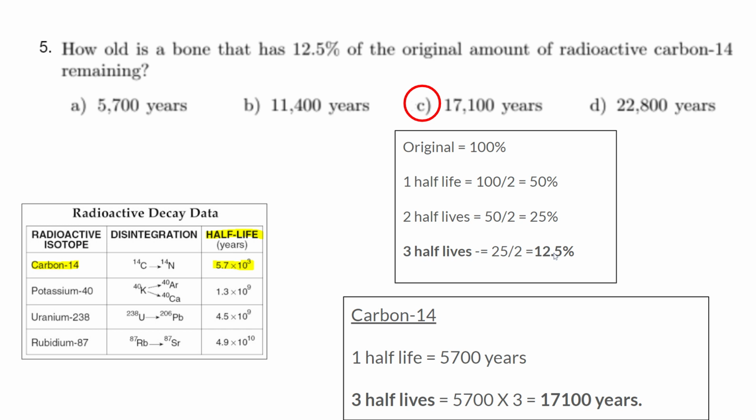So that means that for a bone to only have 12.5% carbon 14, it should have gone through three half lives. So to figure out how old that bone is, I just need to figure out how long three half lives are for carbon 14. So one half life for carbon 14 is 5,700 years, which means three half lives must be 5,700 times 3, which gives me 17,100 years. That's why the correct answer is C, 17,100 years.